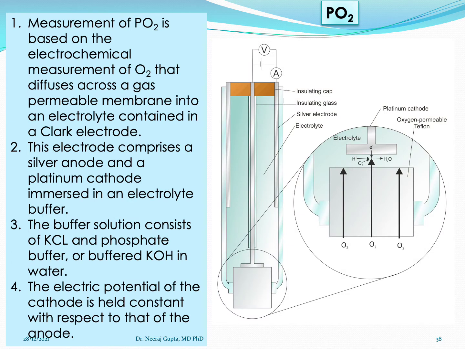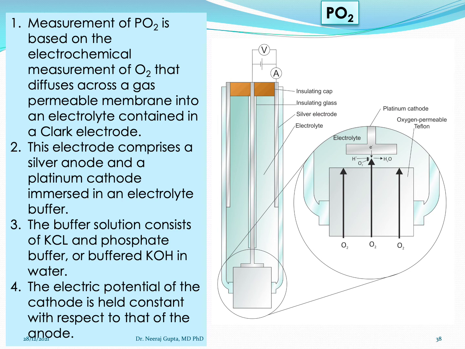Now let's look at the PO2 electrode. Measurement of PO2 is based on the electrochemical measurement of oxygen that diffuses across a gas permeable membrane into an electrolyte contained in a Clark electrode.